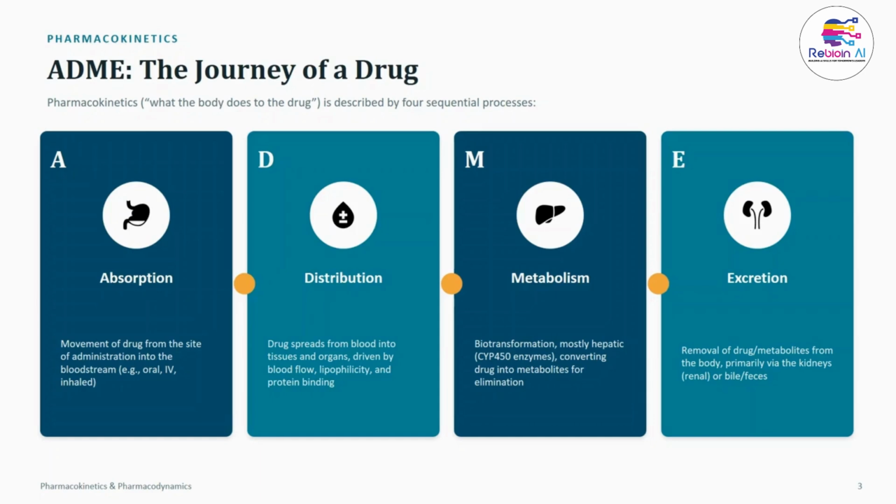So coming to the third one, metabolism. It is nothing but a chemical transformation. So it is changing your drug entirely. This takes place mainly in the liver through various enzymes like cytochrome P450. It is the most essential enzyme, which is helpful in metabolizing various drugs.